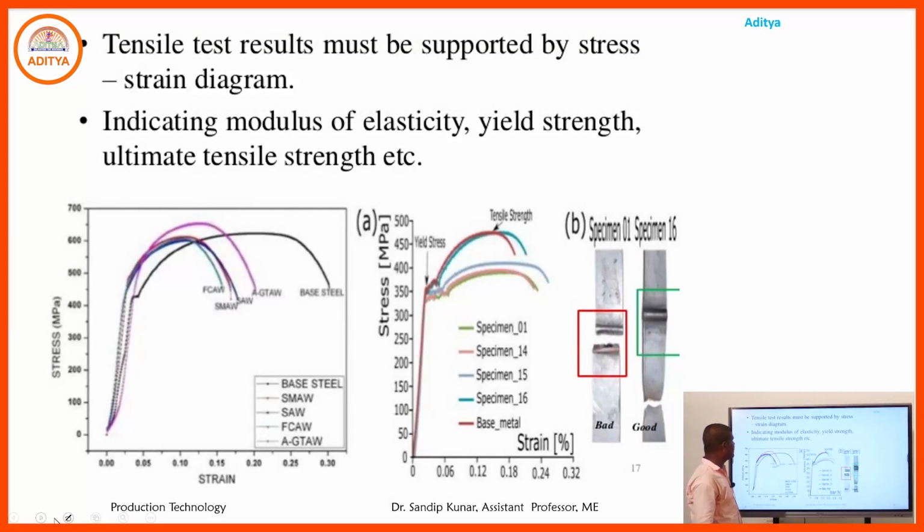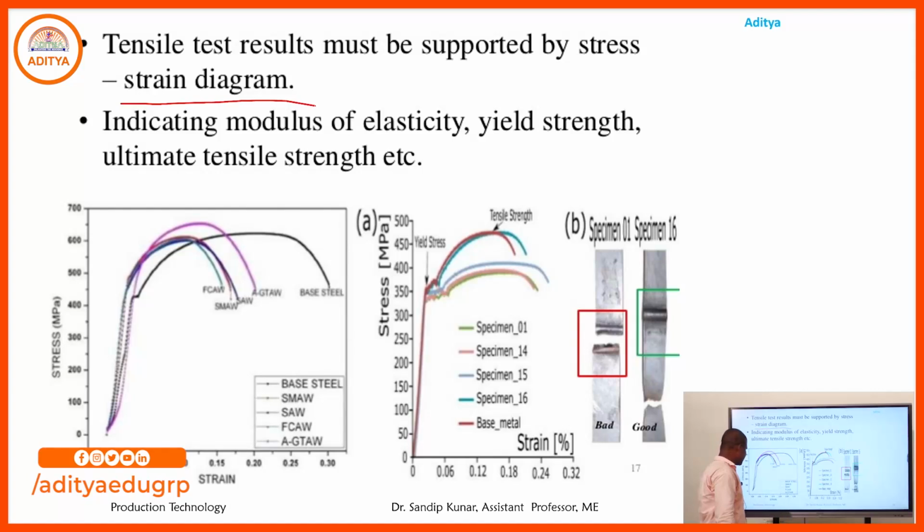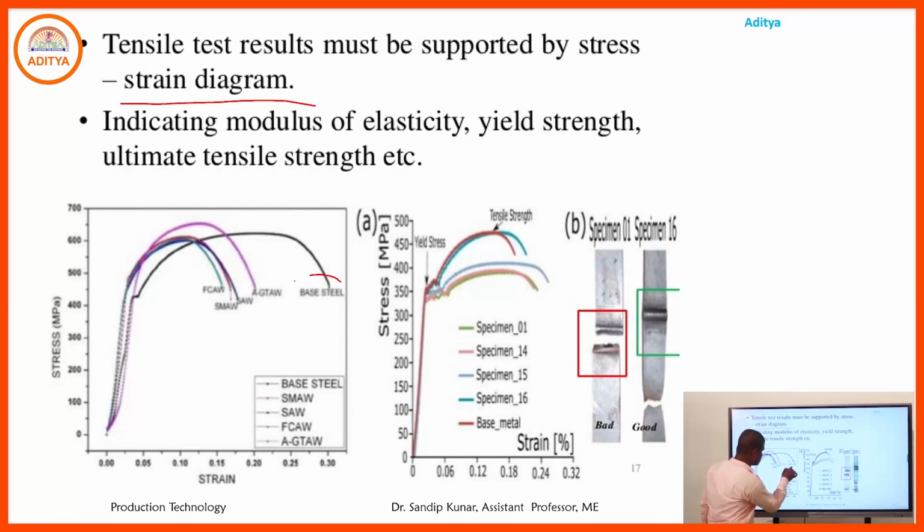Here the tensile test result must be supported by a stress strain diagram. From the universal testing machine we get a stress strain diagram, and based on that we decide the tensile strength data and modulus of elasticity data. So for different specimens, different stress strain diagrams are acquired. Here we are taking some information, as different welding processes are there. The first one is the base metal. If we are doing the tensile testing, the base metal stress strain diagram is of that type.